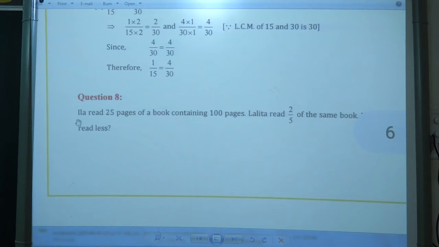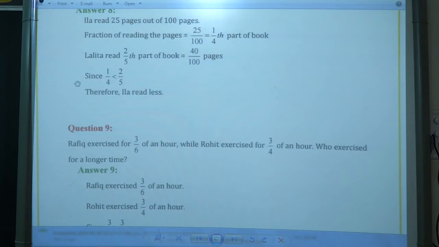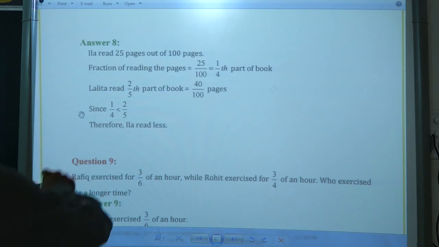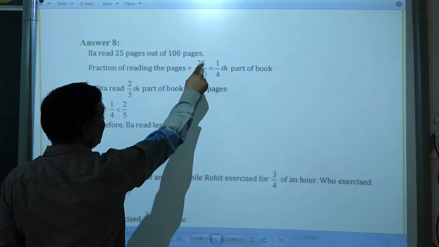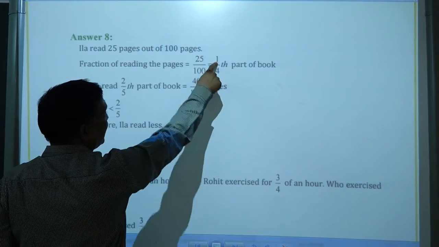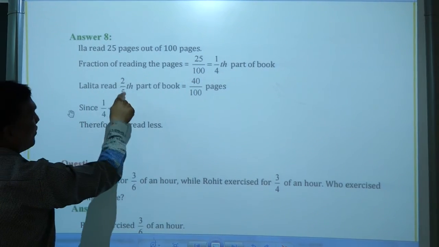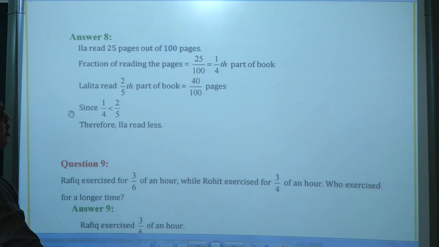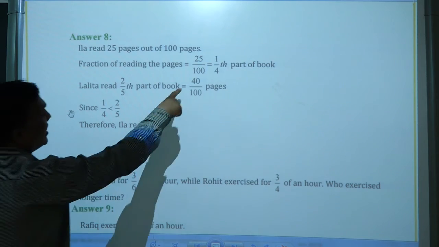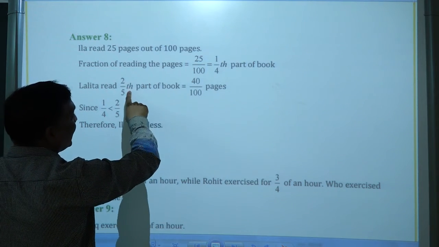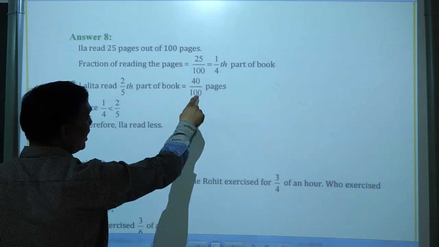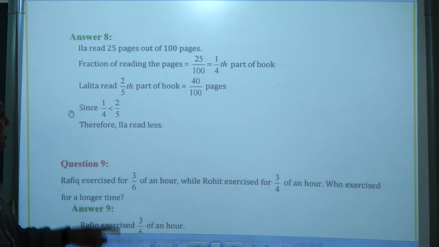Next. Ela read 25 pages of a book containing 100 pages and Lalita read 2 upon 5 of the same book. Who read less? According to the question, Ela read 25 pages out of 100, so 25 upon 100, which is 1 upon 4. And Lalita read 2 upon 5. So 2 upon 5 means how much? 40 upon 100.